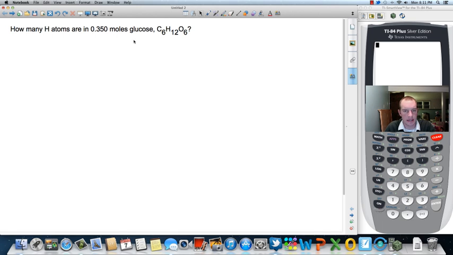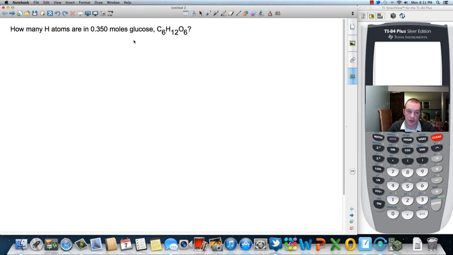Hey guys, so today I'm going to create a quick video to show you two different aspects of the mole. The first one is the conversions involving Avogadro's number, and the second one is showing you how to calculate molar masses, and hopefully this will give you a couple of examples to work with here. So the first example we're going to look at is right here.